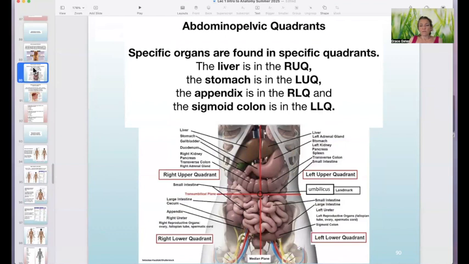Specific organs are found in specific quadrants. For example, the liver is in the right upper quadrant. The stomach is in the left upper quadrant. The appendix is in the right lower quadrant, and the sigmoid colon is in the left lower quadrant.